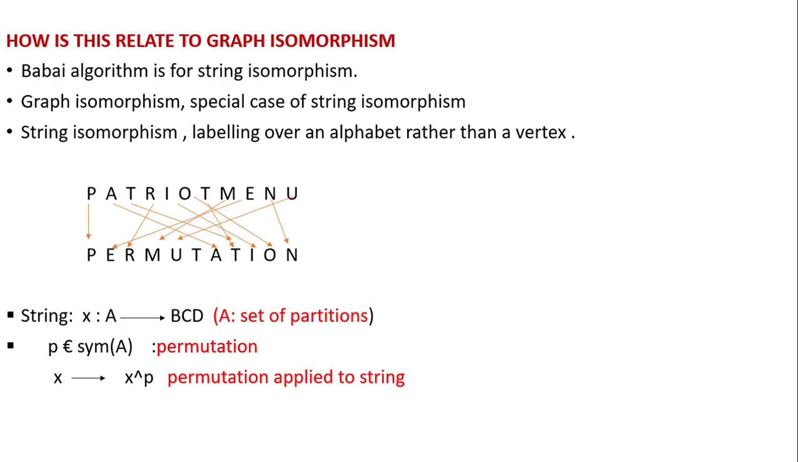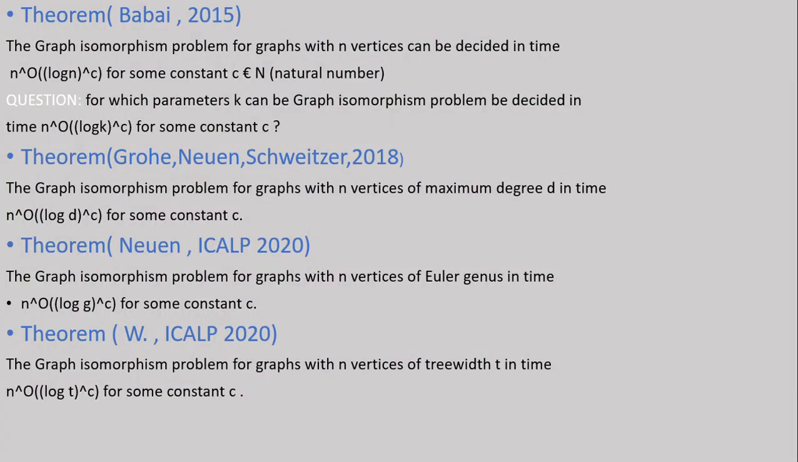Okay, so now first of all I would like to define the more general problem that I am going to address, the string isomorphism problem. We have a string and we have a permutation, then we can apply the permutation to this string, x maps to x to the power p, and we will get another string.